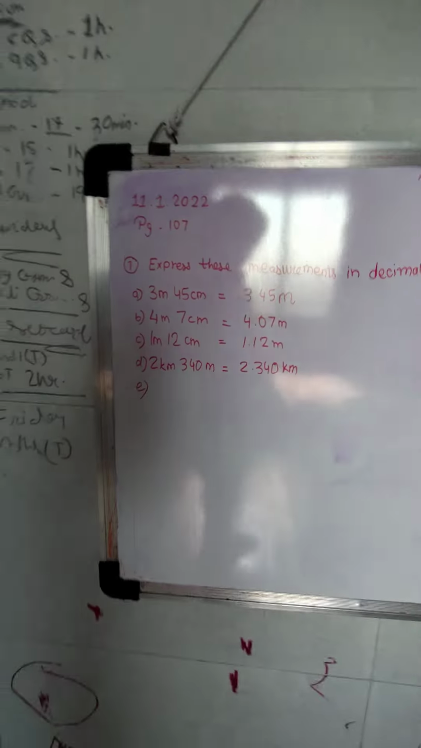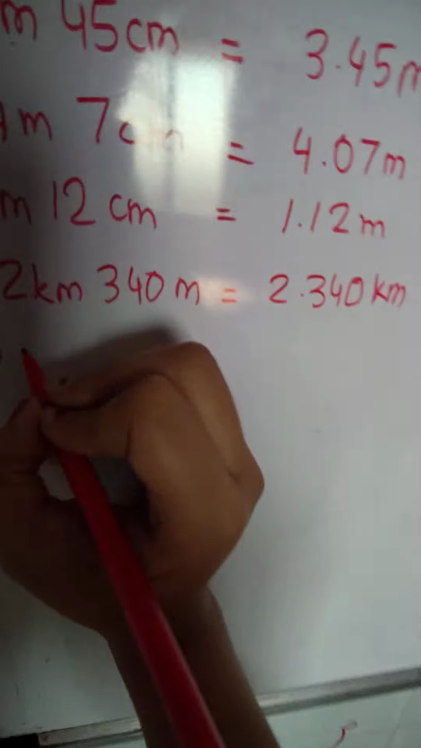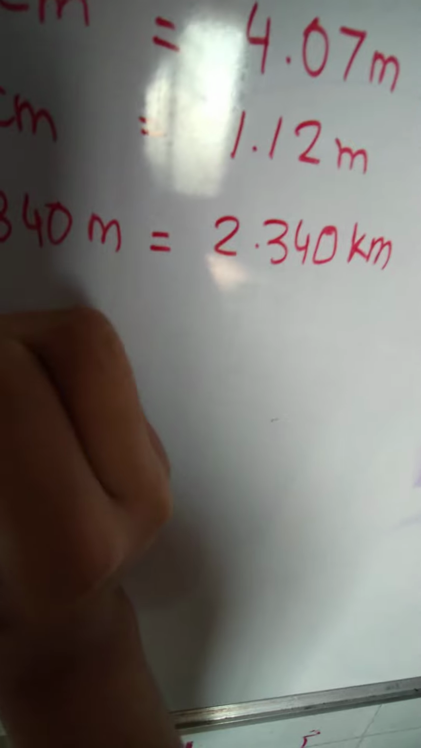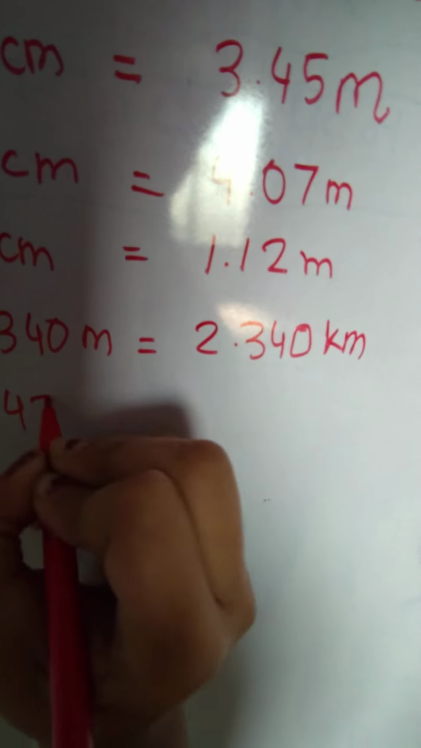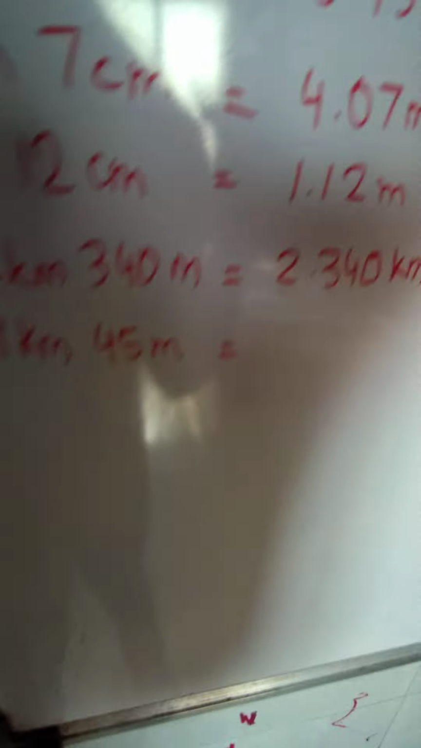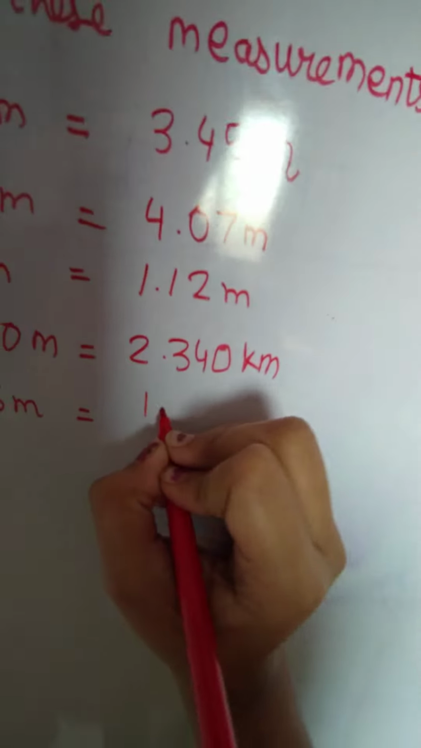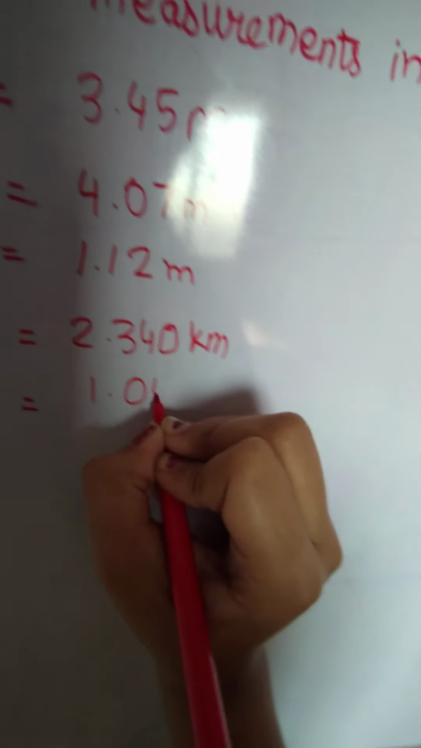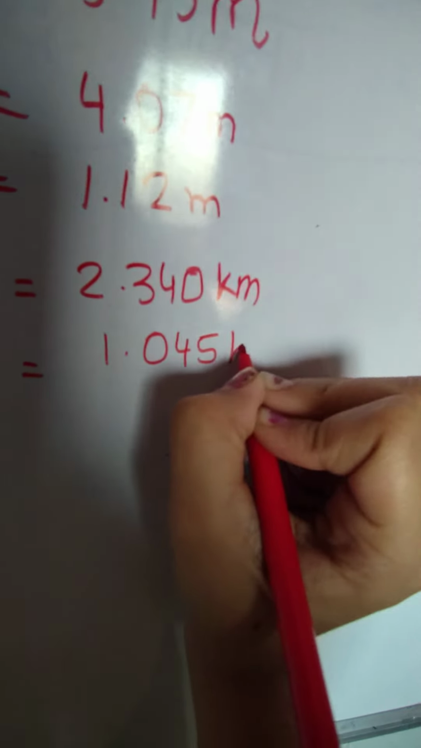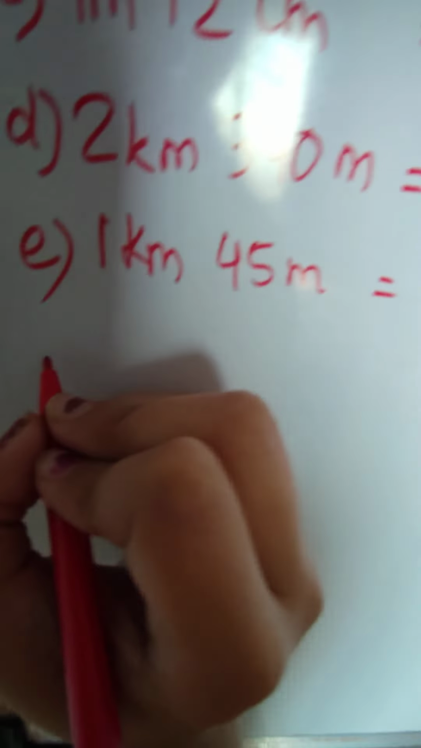E part, 1 kilometer 45 meters. Again we have kilometer meter, so it's 1000. We'll write 1.045 because it's 1000. You have to put 0 since it's only 45.